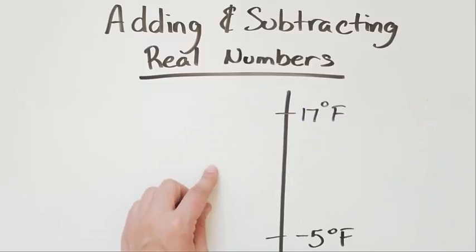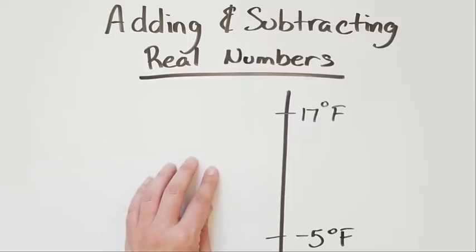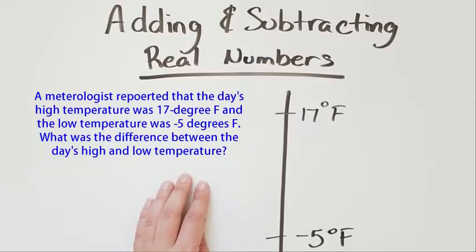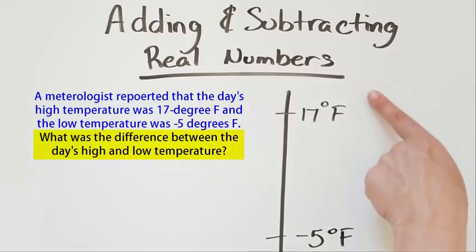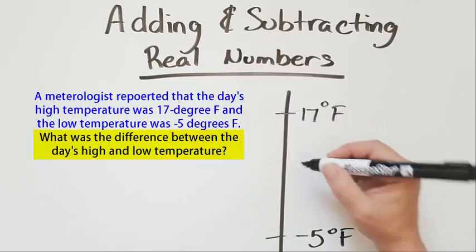The next word problem we're going to talk about is a meteorologist and the problem for them. A meteorologist reported that the day's high was 17 degrees Fahrenheit, but that its low was -5 degrees. It wants to know what is the difference between the day's high and the day's low. So 0 is in here.